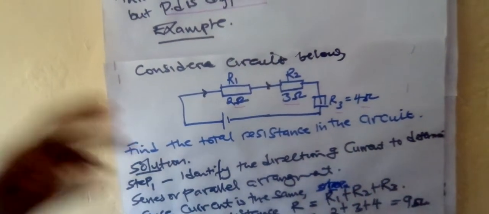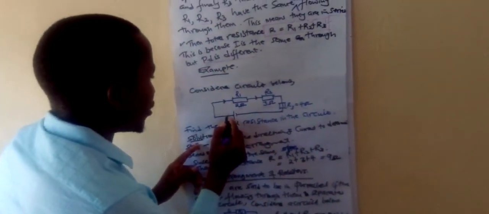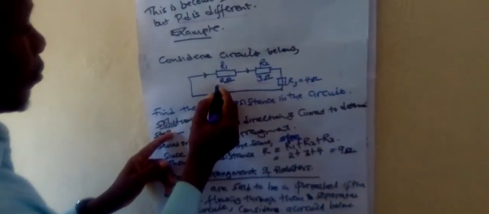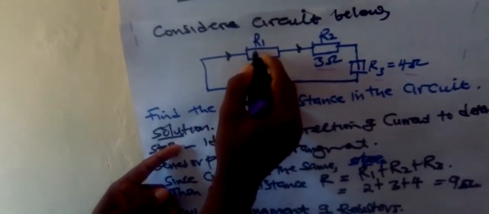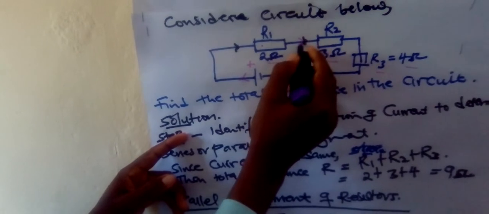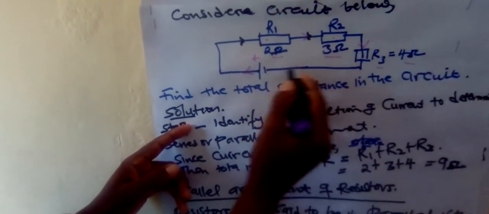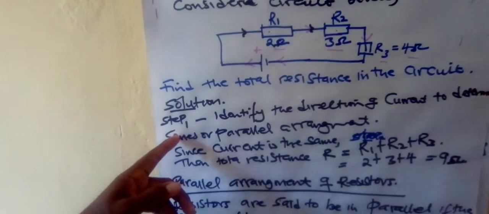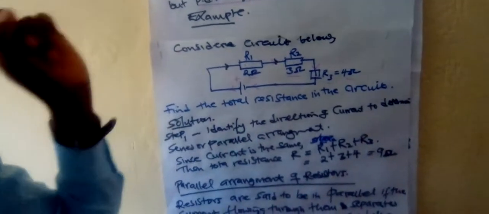If you are going to get total resistance in the circuit, step 1, identify the direction of current. Current is from positive, moves through R1, then the same current will go through R2, then it goes through R3, and it goes back to the source. Then that means that R1, R2, R3 are in series.